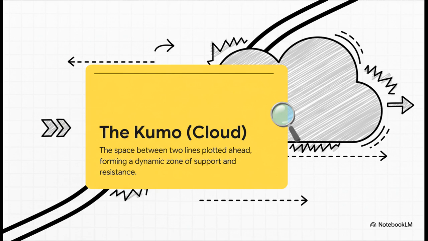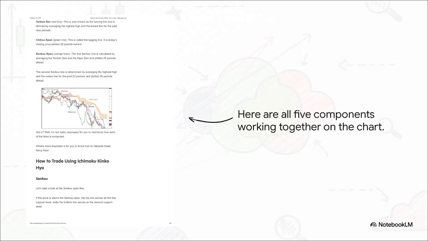And the space between them creates this cloud, a visual forecast of where support and resistance are likely to show up. And get this, the thicker the cloud, the stronger that wall of support or resistance is expected to be. So let's pull up that messy chart one more time. It doesn't look so crazy now, does it? You can actually see the players on the field.